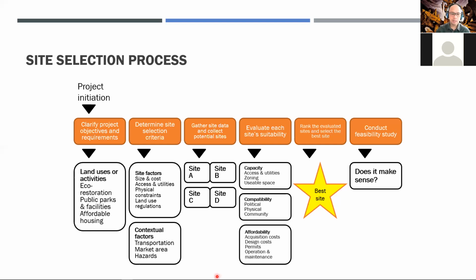And then we have contextual factors to think about. Access to transportation infrastructure remains a crucial or key site selection criterion for most land uses. A site's access to sufficient utility service is another important factor. These services include the delivery of potable water, electricity, natural gas, as well as the collection and treatment of wastewater.